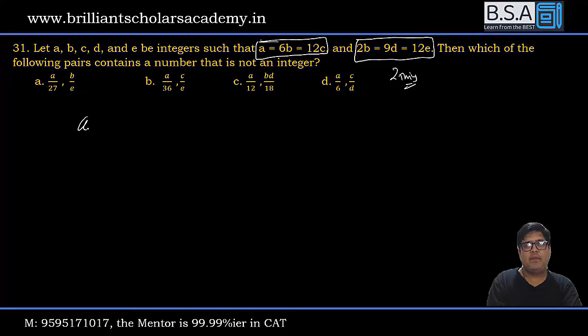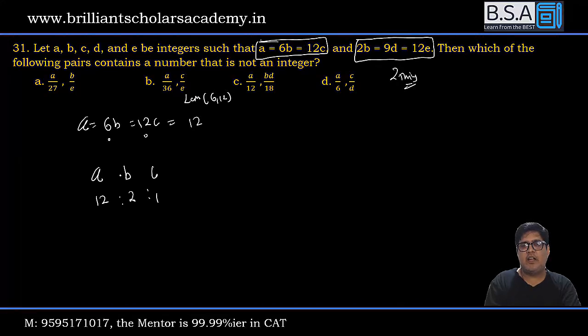When we say A is equal to 6B is equal to 12C, what is the smallest multiple of these two? It is 12 itself. That makes A as 12, B as 2, C as 1. This is called a ratio. The ratio of ABC is 12, 2 and 1.